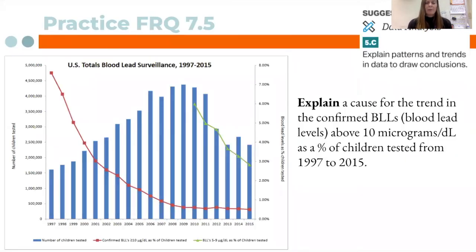Okay, wrapping up, I want you to take a look at this blood lead graph and explain a cause for the trend that we see in confirmed blood levels above 10 micrograms per deciliter as a percentage of children tested from 1997 to 2015. So we're really asking you to explain this trend, what is happening and why.